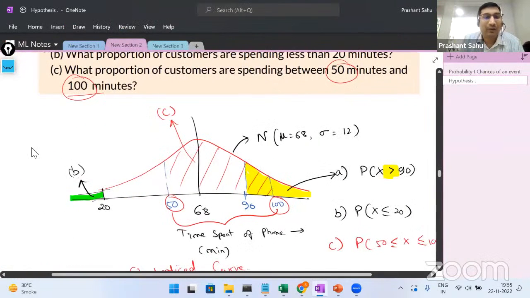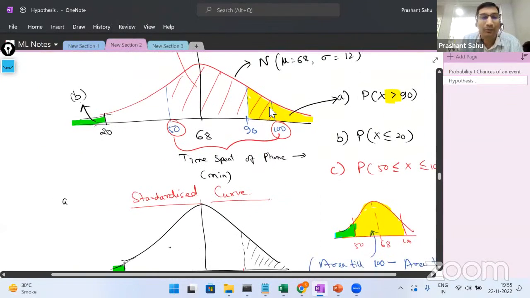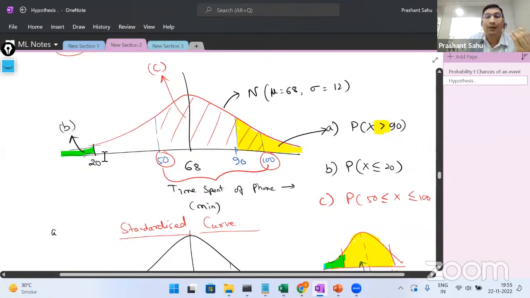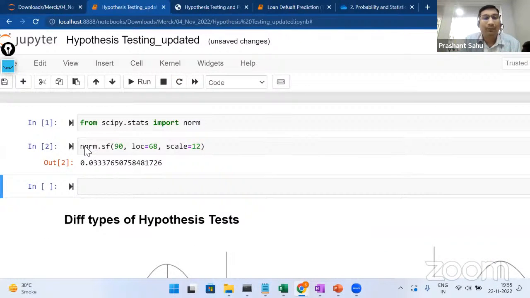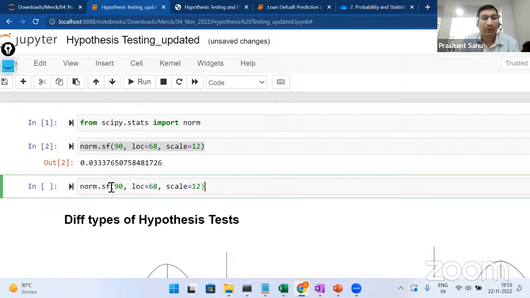Back to the next part. What proportion of the customers are spending less than 20 minutes? So that brings me to this side. Less than 20 means I want to find the probability that X will have a value less than or equal to 20. So essentially I'm looking for the area under the curve from minus infinity till 20. From the left side, I'll copy the same thing, and this time I'm looking for the CDF, that is the area under the curve from the left side, until 20. And this is your answer.